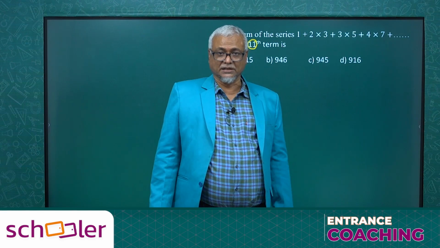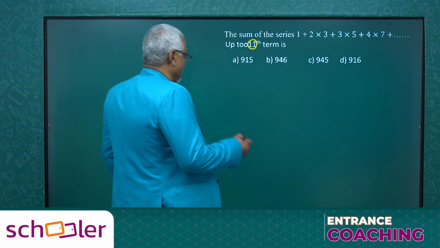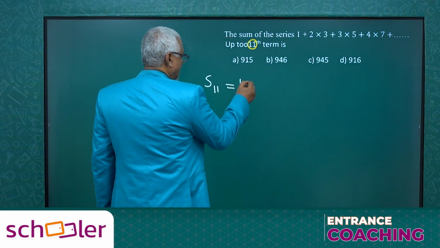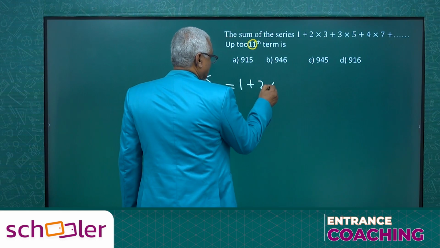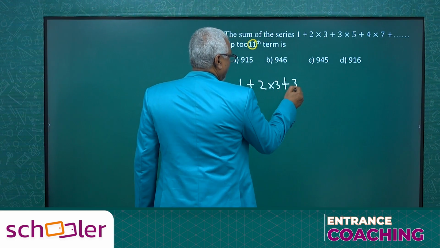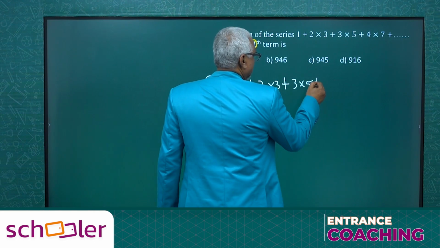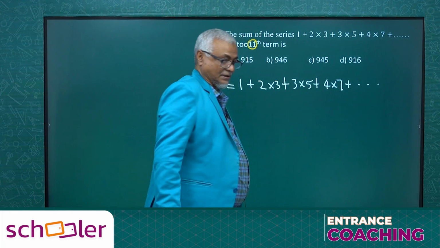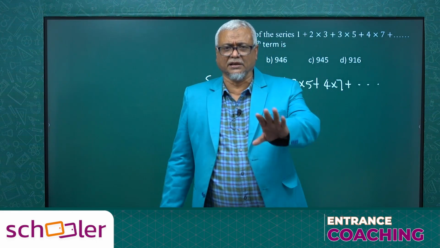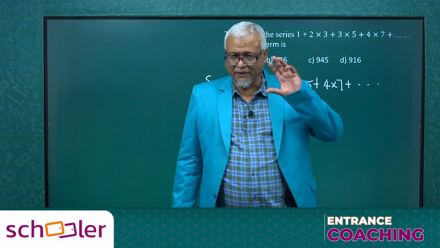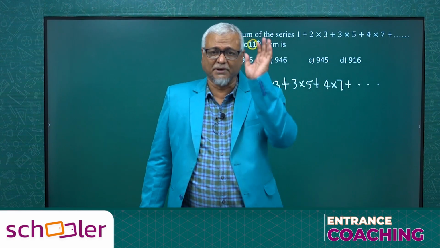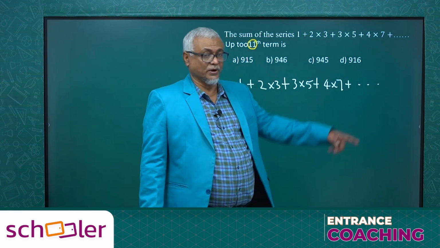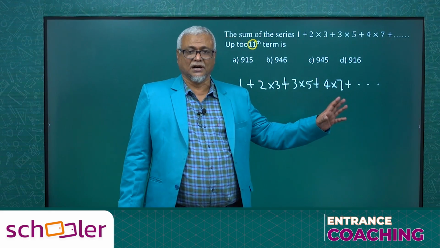See how to do this question otherwise. We need the sum of 11 terms, which is equal to 1 plus 2 into 3 plus 3 into 5 plus 4 into 7 plus etc. The most important thing in questions like this is you have to feel the pattern. The question must have a pattern. See: 2 into 3, 3 into 5, 4 into 7. All the terms are a product of two terms.